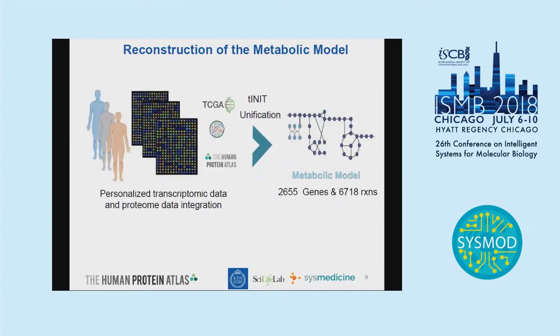So the first thing that we did was reconstruction of the metabolic model. For this purpose, I used personalized genome-scale metabolic models. It's 470 different models. I unified all these personalized models at once. Then I also integrated prostate cancer tissue-specific proteome data using the tINIT algorithm. And in the end, in my model, there are 2,655 genes and 6,718 reactions.